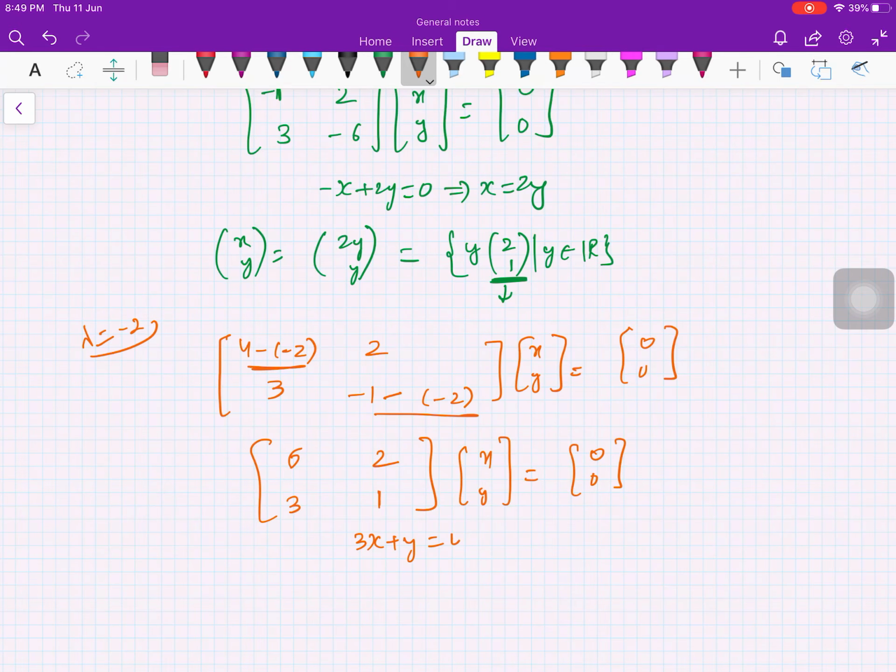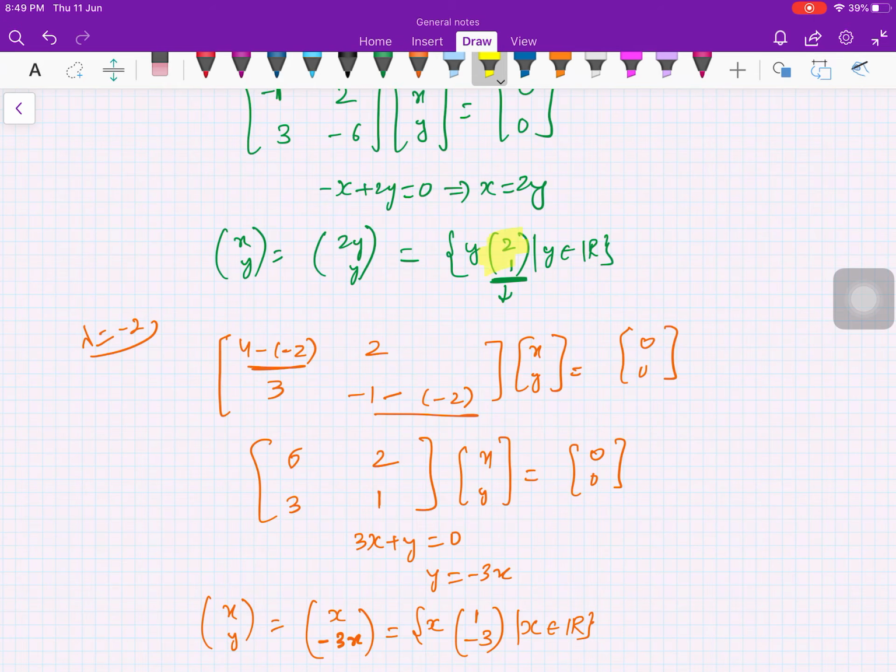So from here you get 3x plus y equal to 0, so y is equal to minus 3x. Your eigenvector looks like x is x, y is minus 3x. So this is x times (1, minus 3). These are all the eigenvectors.